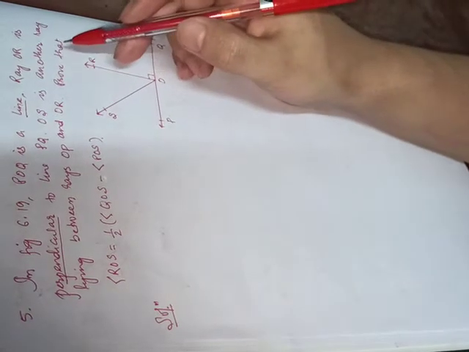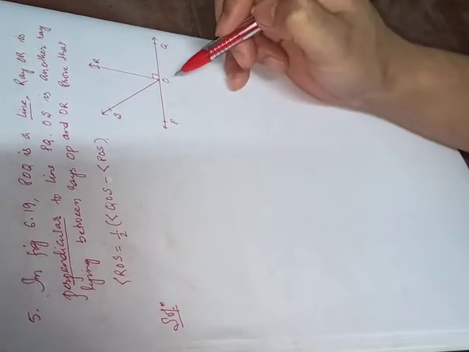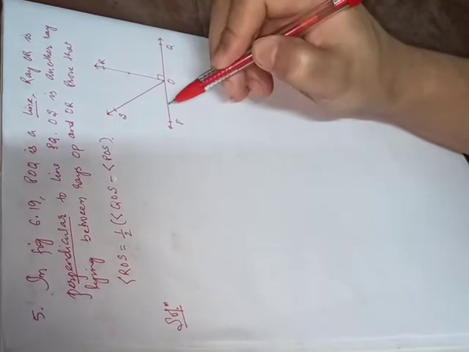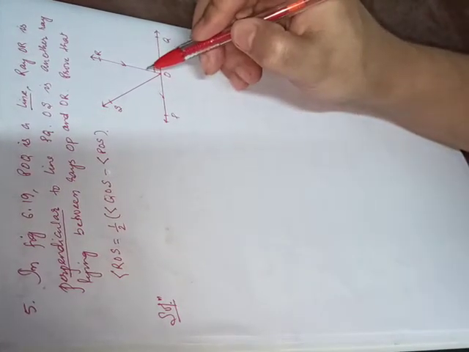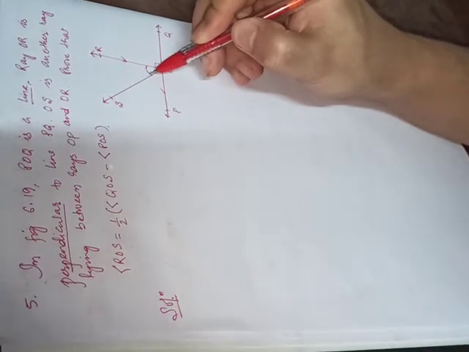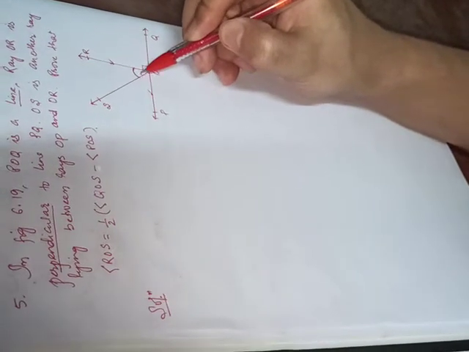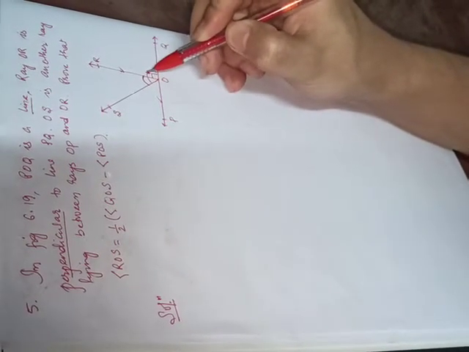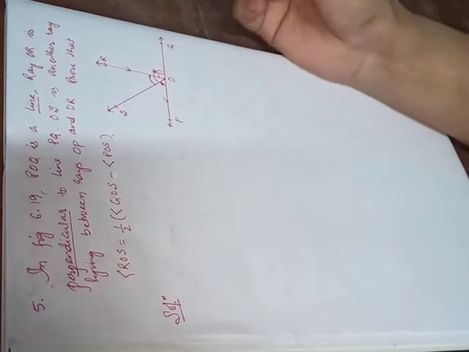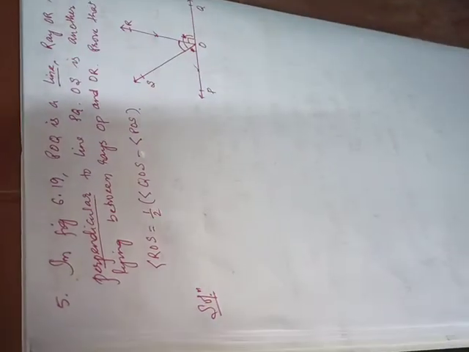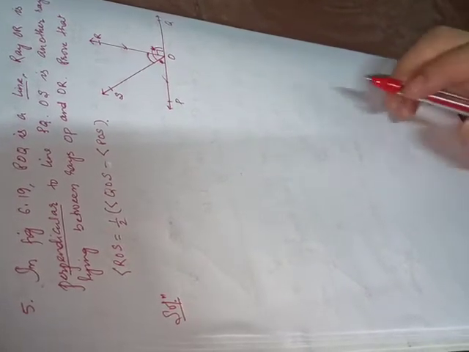And OS is another ray that lies between OP and OR. Is it okay? That is between OP and OR. Is it okay? So now the question is asking you to prove that angle ROS, that is this angle, is half of angle QOS, that is half of this angle. Is it okay? Let me put an asterisk mark, minus this angle POS. Is it okay? So what I'm going to do here is break up the figure in simple terms.